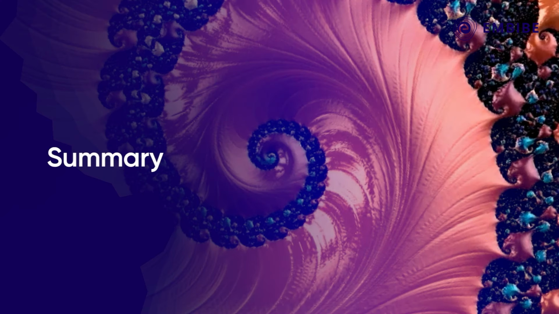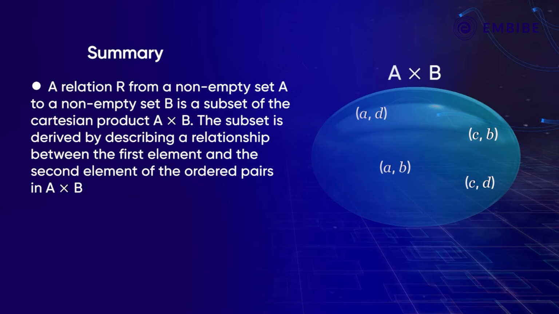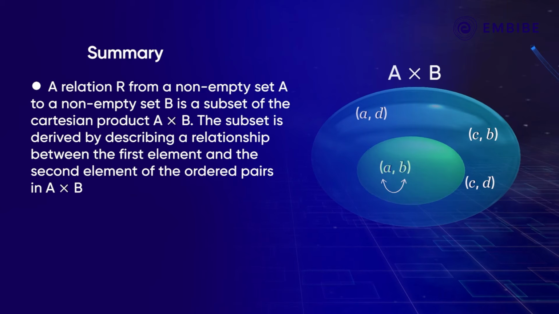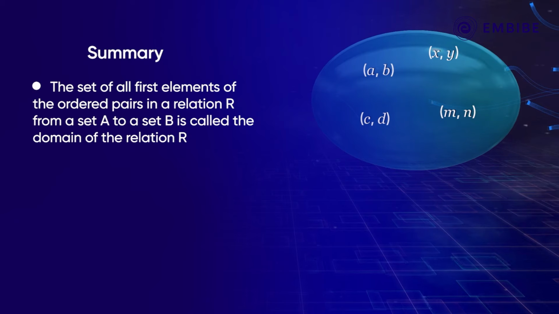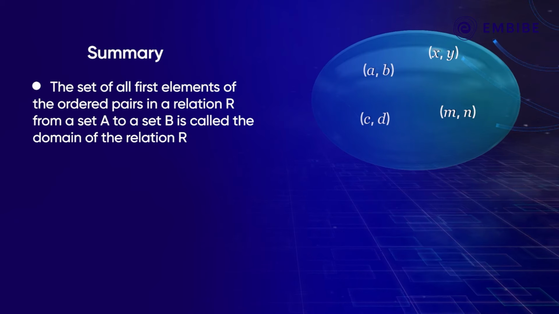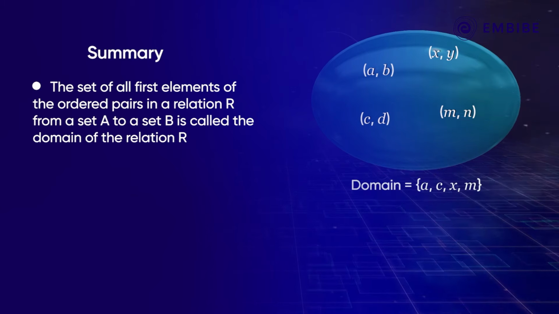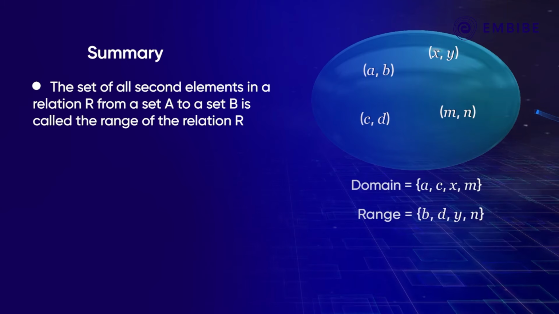To summarize, a relation R from a non-empty set A to a non-empty set B is a subset of the Cartesian product A cross B. It is derived by describing a relationship between the first element and the second element of the ordered pairs in A cross B. The set of all first elements of the ordered pairs in a relation R from a set A to a set B is called the domain of the relation R. And the set of all second elements in a relation R from a set A to a set B is called the range of the relation R.